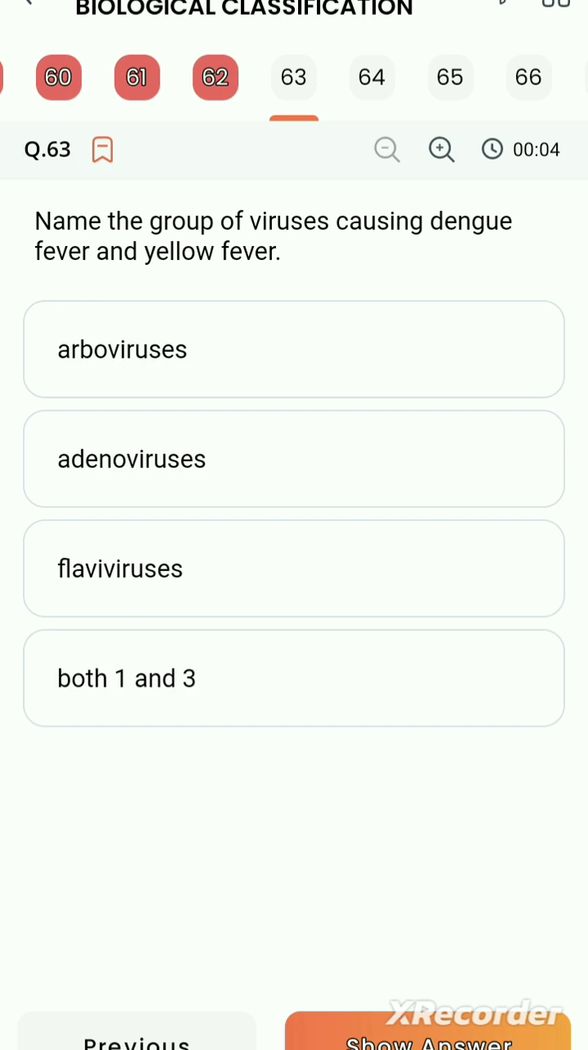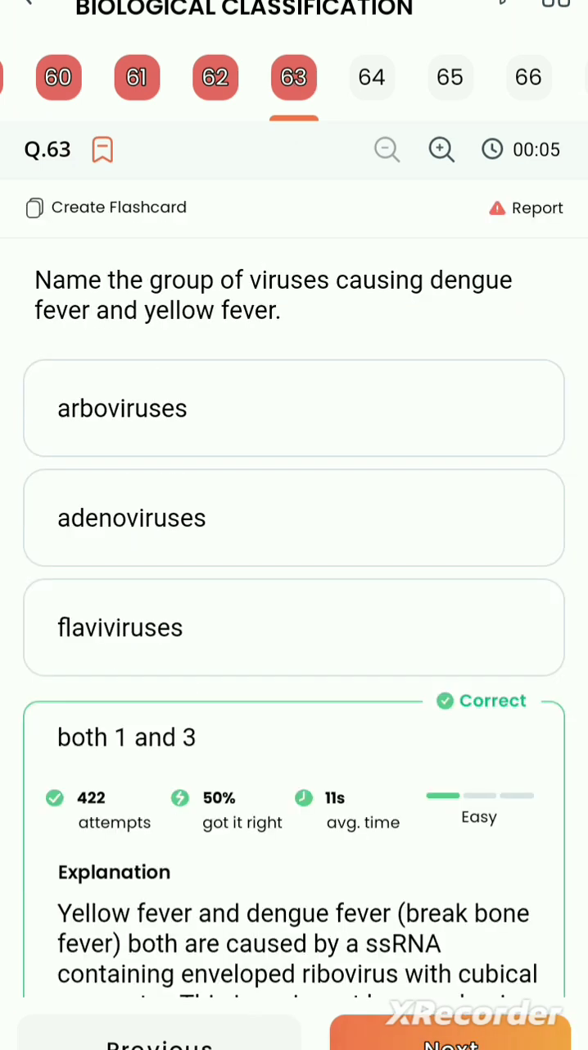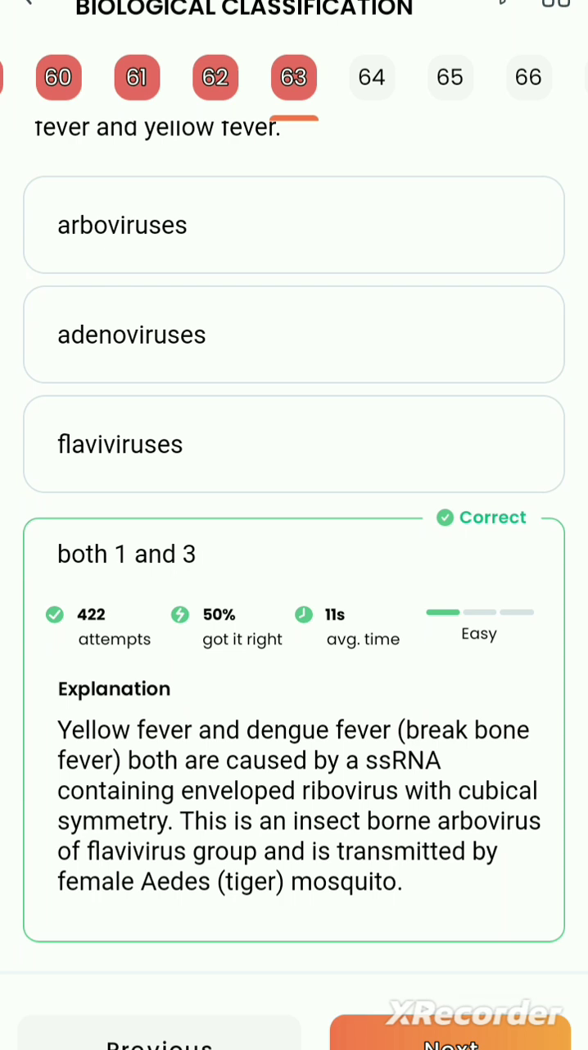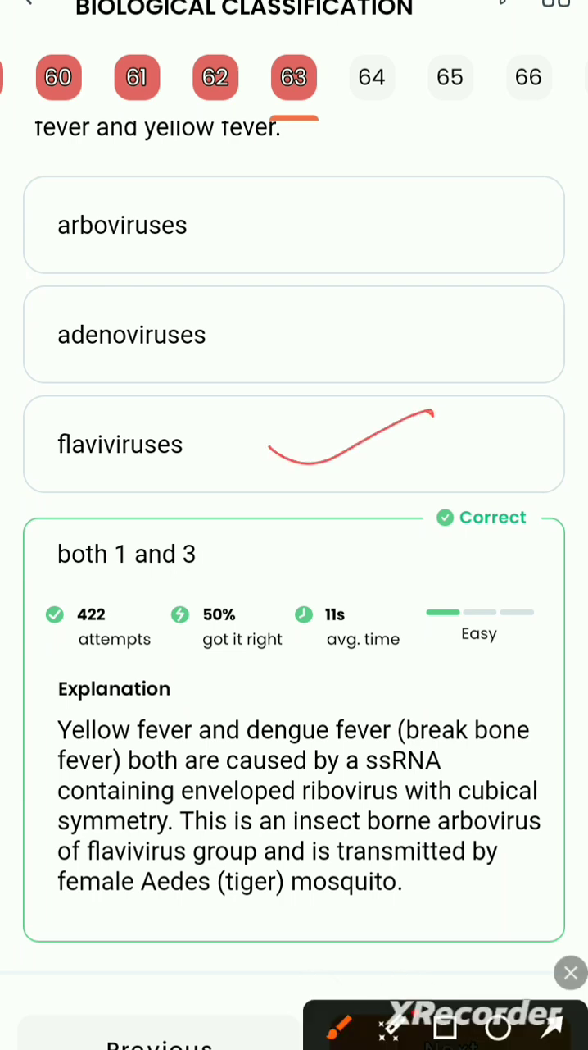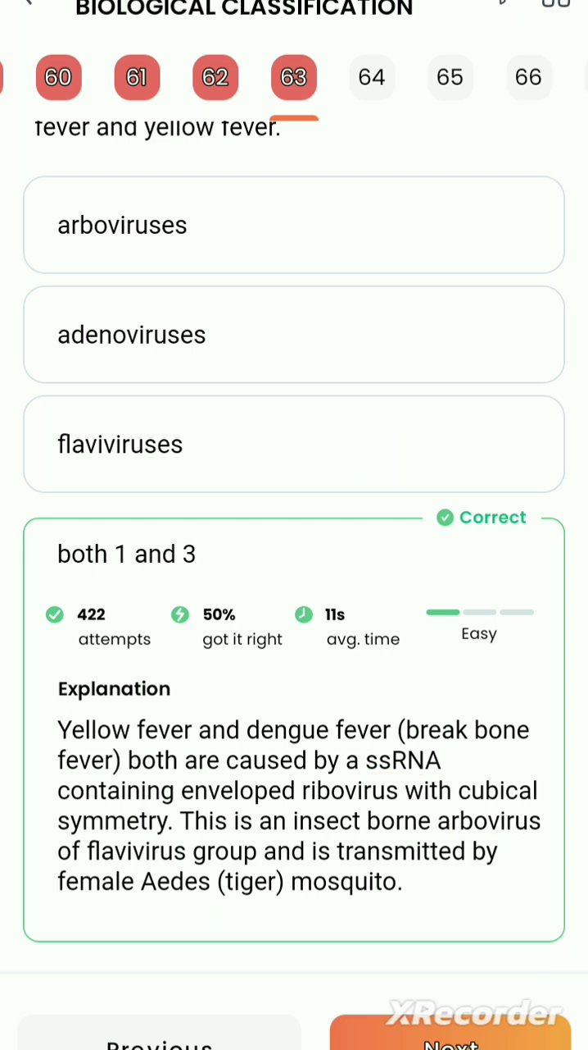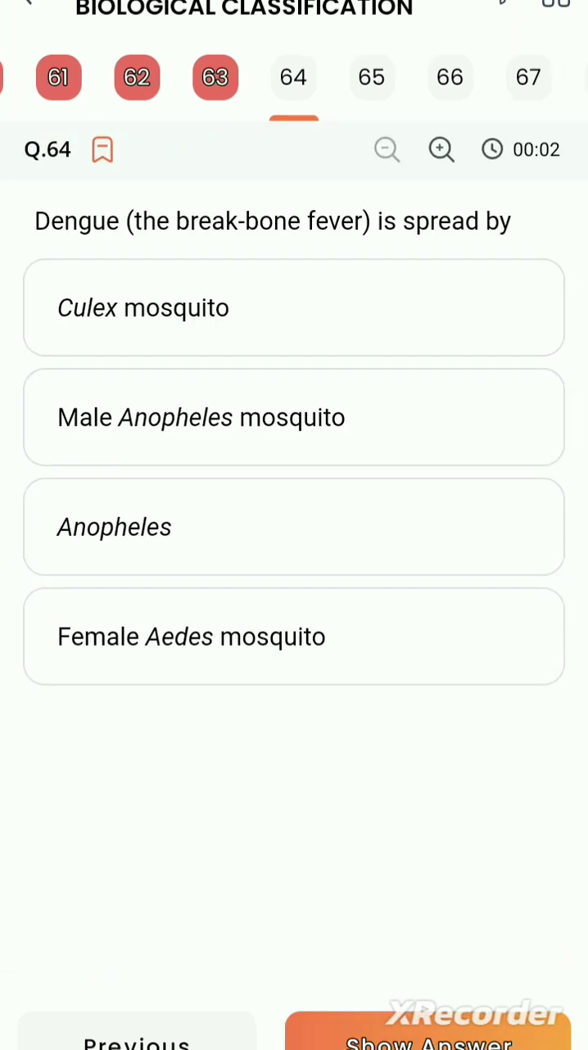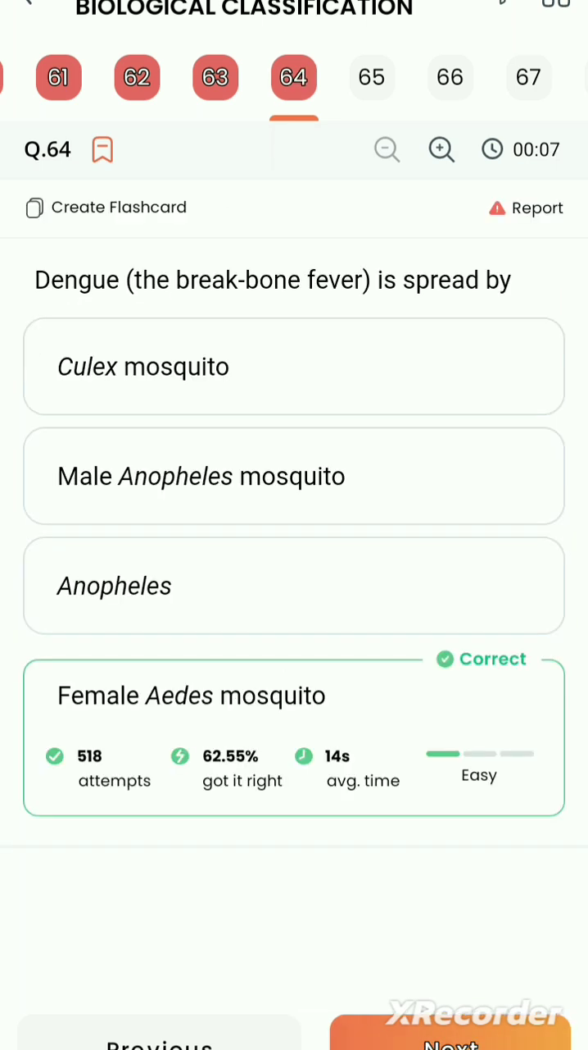Next one, name the group of viruses causing dengue fever and yellow fever. Just now we have seen, that is both arbovirus and the flavivirus. So yellow fever and dengue fever are caused by single-stranded RNA viruses, ribovirus, right? And arbovirus transmitted by the Aedes mosquito. Dengue, the breakbone fever, we call it, which is spread by the female Aedes mosquito.